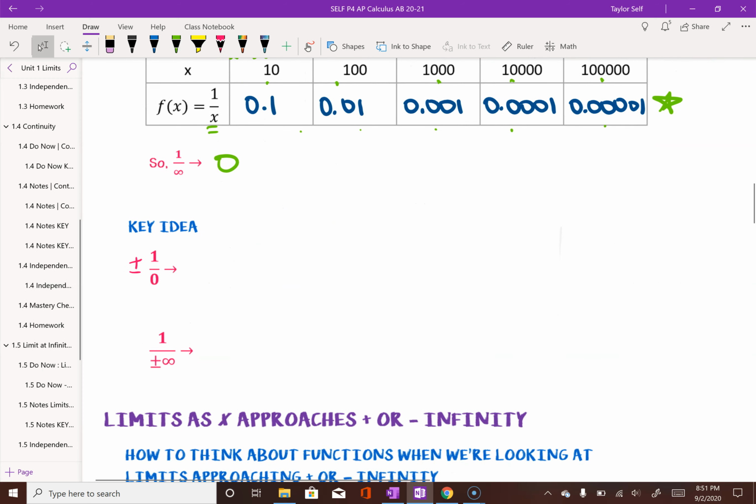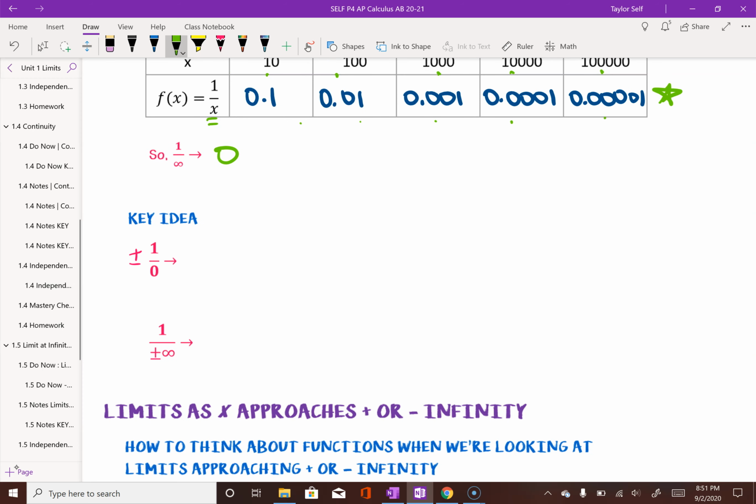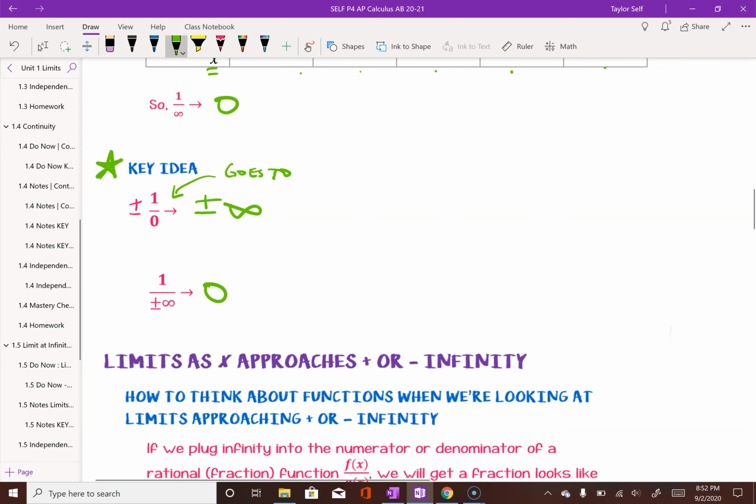Okay, so a key idea. Plus or minus 1 over 0, you need to make sure you have this in your notes. Plus or minus 1 over 0 goes to plus or minus infinity. It's kind of like a limit. Make sure that you know this arrow means goes to. That is not the same as equals. Okay, 1 over plus or minus infinity goes to 0. So we need to know those two things to understand the limits today.